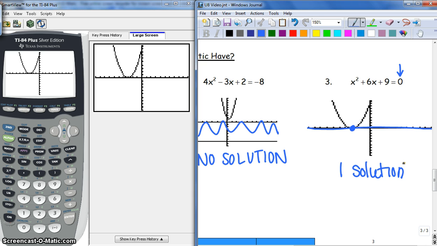These are really easy problems if you have a graphing calculator and should be very quick to do.